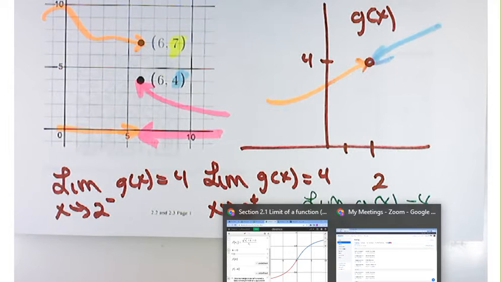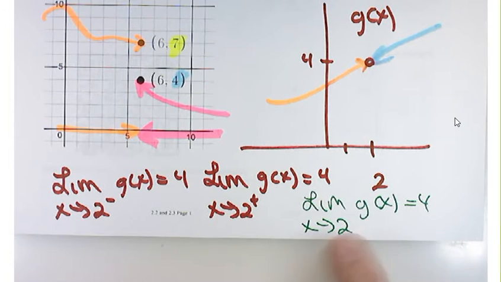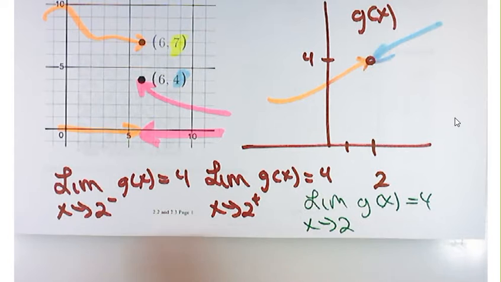There we go. All right. So that's what we'd like to see. In order for you to be able to write this, both the limit from the left and the limit from the right have to be equal.